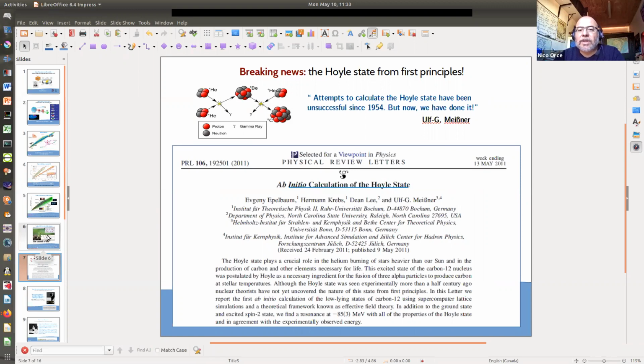So this is, again, one of those big discoveries. For the first time, there were calculations done from first principles where you could solve this very complicated problem, as we're going to see in a little bit. There was a huge theoretical attempt to calculate the properties of the Hoyle state, and it was done recently in 2011, only 10 years ago. This was one of those theoretical achievements done in recent years.